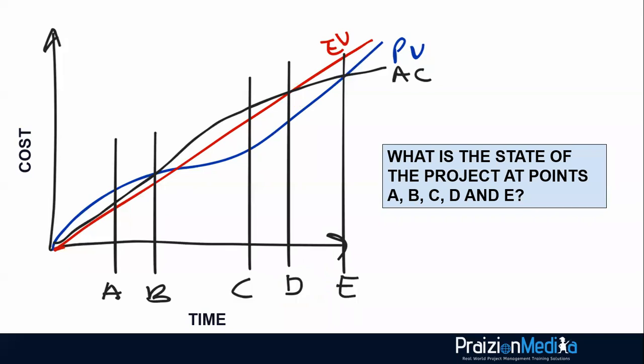Let's take a look at point E. Point E. Earned value is clearly above both the PV and the AC. So you are in a favorable position. You are under budget and you are ahead of schedule. So let's take a look at the summaries of these.